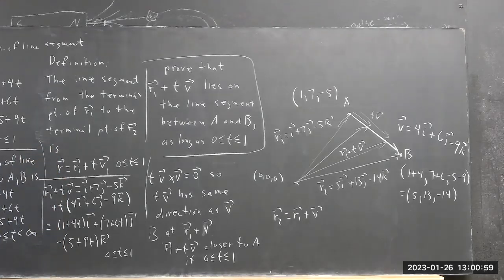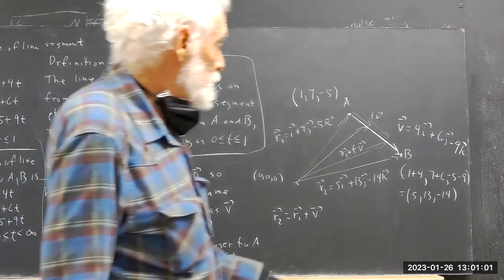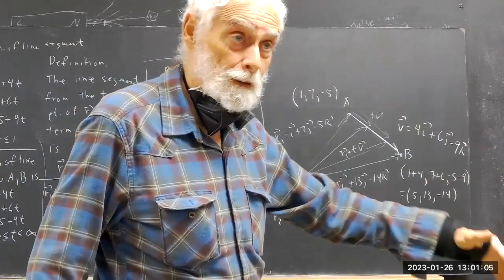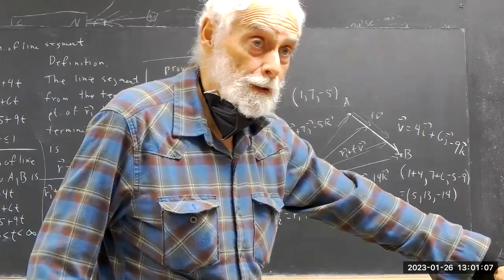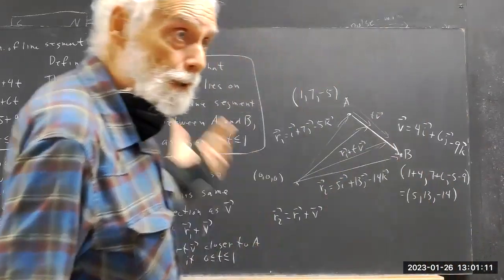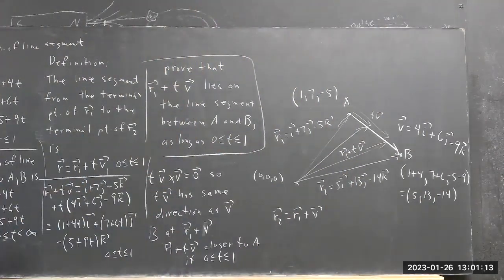Now the equation of the whole line. If t gets bigger than 1, we get points on this side. Let's go all the way to infinity, and we get the whole half line from here to here. If t is negative, we just reverse the direction and get the whole half line going that way. So the line through A and B, without saying line segment or half line, is this, where t goes from negative infinity to infinity.